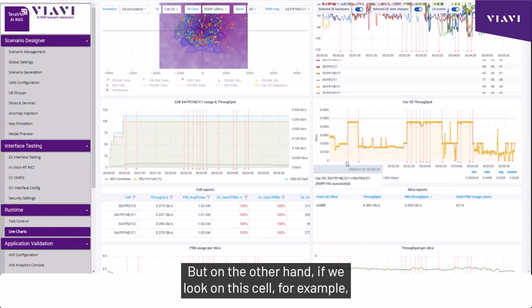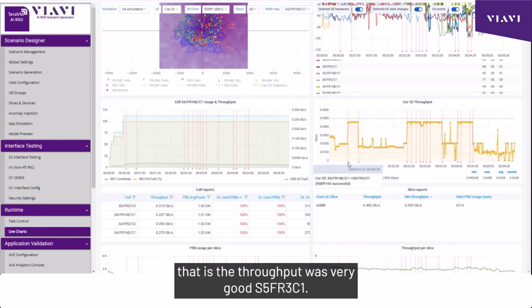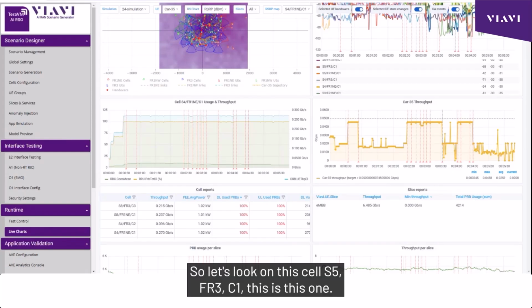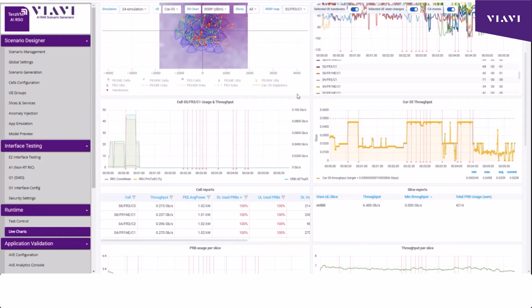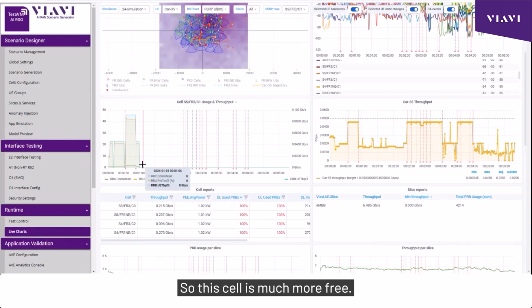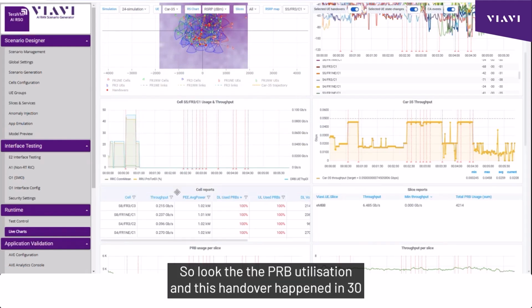But on the other hand, if we look at this cell, for example, where the throughput was very good, S5 FR3 C1. So let's look at this cell, S5 FR3 C1. This is this one. So look what's happening. This cell is much more free. So look at the PRB utilization, and this handover happened at 30 seconds.